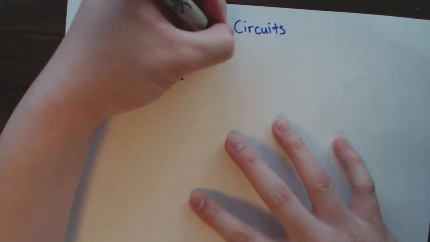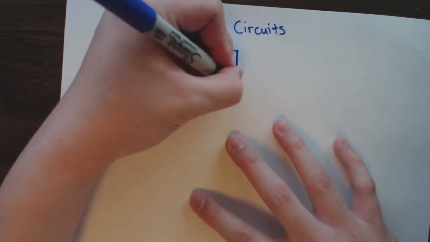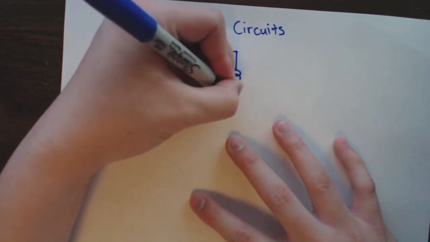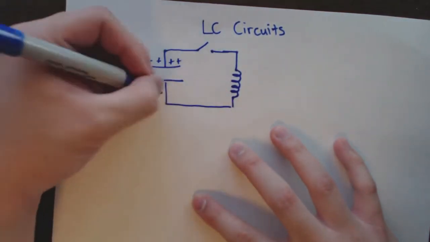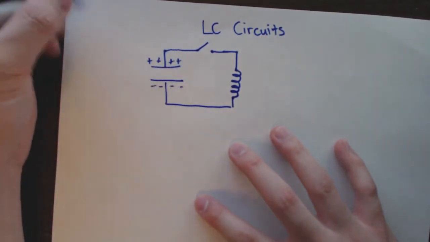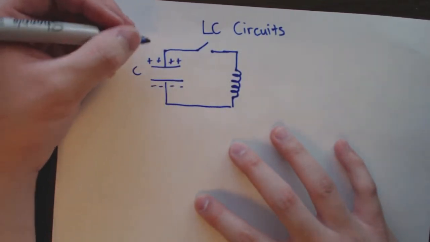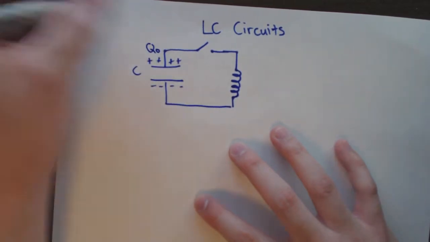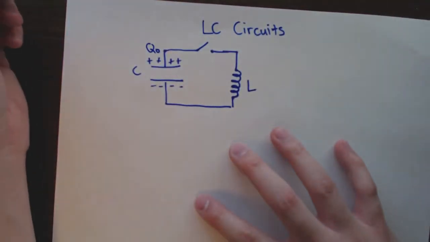Okay, so an LC circuit, as it implies, is an inductor with a capacitor, and of course I'm left-handed, so my hand covers the whole page, but whatever. Okay, let's say you have this capacitor, and it's charged to the top. The circuit is open, so no current is flowing through yet.